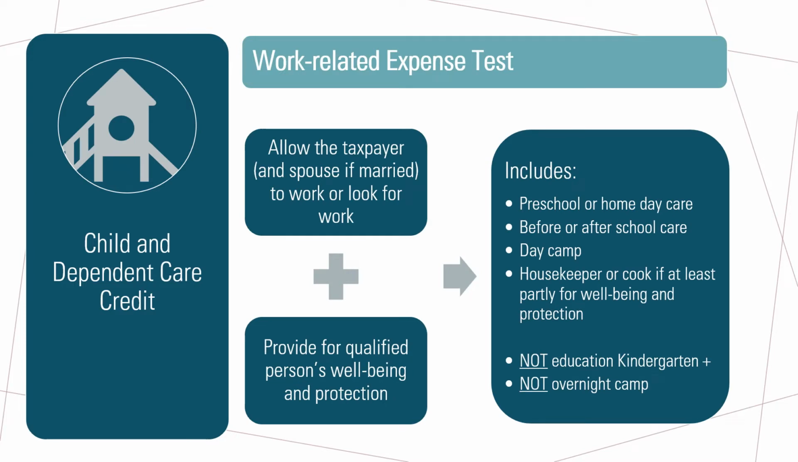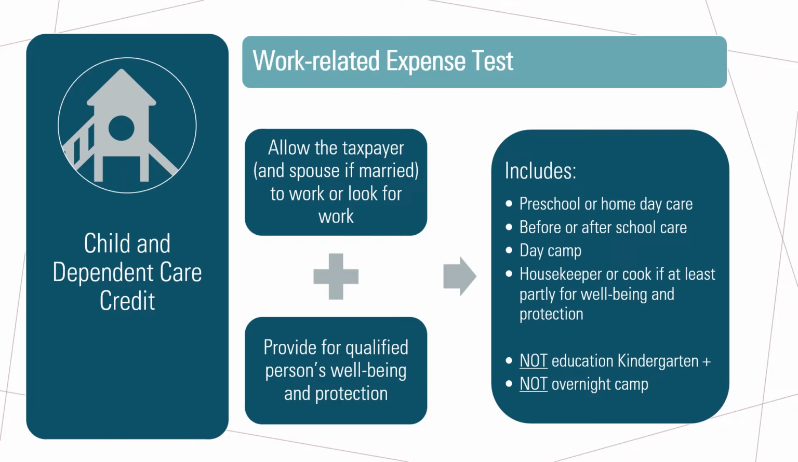So let's shift our attention now to the expenses. The qualifying expenses need to have been work-related. So they need to have allowed the taxpayer and spouse, if married, to either work or look for work, or in the case of a full-time student, that counts as well. The expenses also need to have provided for the qualified person's well-being and protection. So if we look at what that means, expenses could include preschool or home daycare for children who have not yet entered kindergarten. After they've entered kindergarten, it would be before or after school care. In the summer, it could be for a day camp.